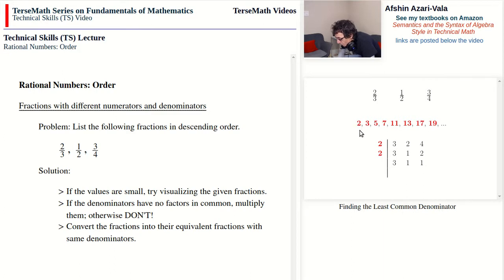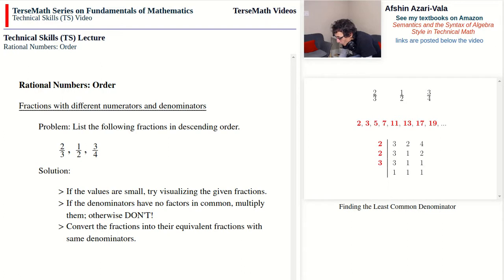The prime number 2 can no longer be used because none of these numbers is divisible by 2. We move on to the next prime, which is 3, and we notice that we can use 3. We write the prime number 3 down, and any one of these 3 numbers that are divisible by 3, we divide them by 3 and write it down. So we get 1, 1, 1.